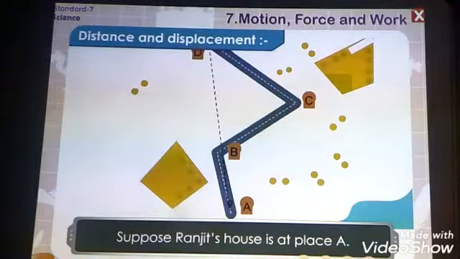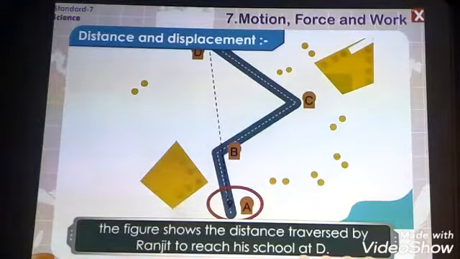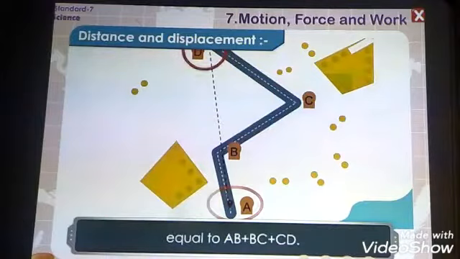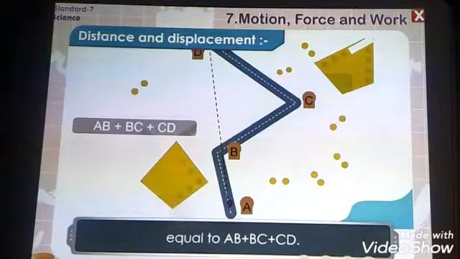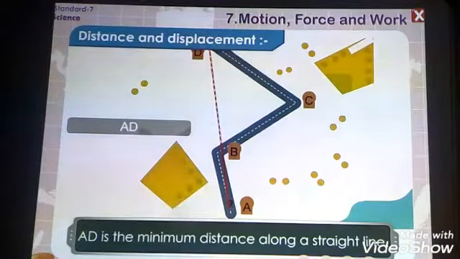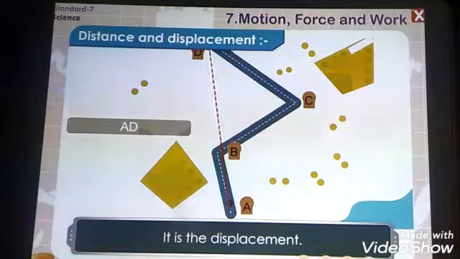Suppose Ranjit's house is at a place A. The figure shows the distance transferred by Ranjit to reach his school at B. If we do not take direction into account, we find that Ranjit transfers a distance equal to AB plus BC plus CD. However, his displacement was equal to AD. AD is the minimum distance along a straight line. It is the displacement.